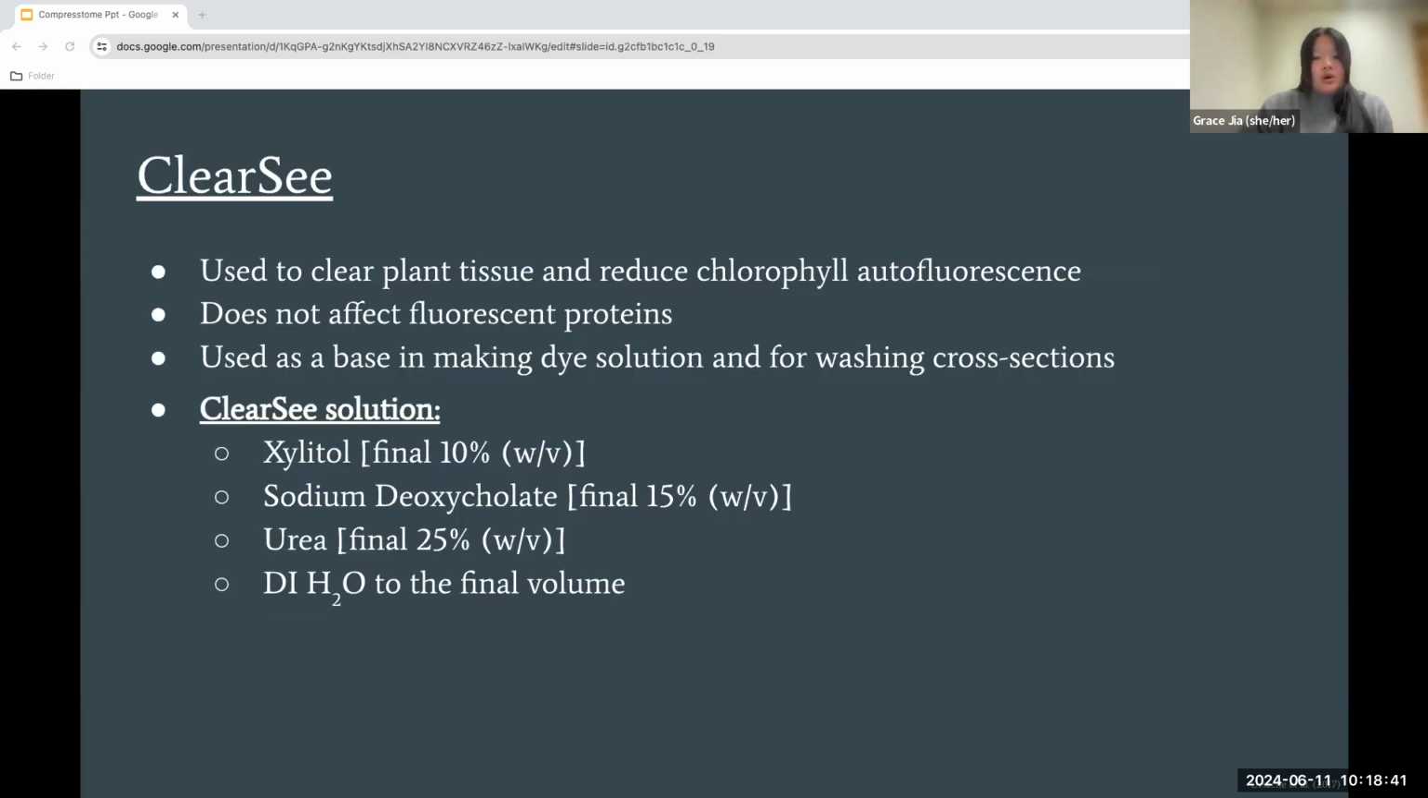For those who may not know what ClearSee is, it is a solution that is used to clear plant tissue and reduce chlorophyll autofluorescence, and it does not affect fluorescent proteins, which is great. ClearSee is made up of several components, and this protocol listed below can be adapted for as much or as little of the solution as you may need.